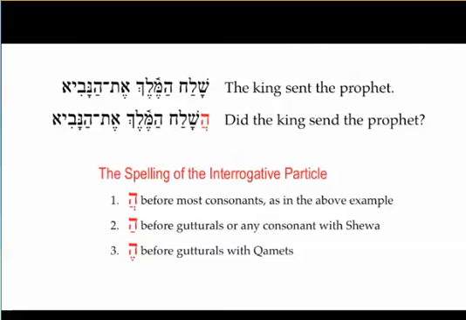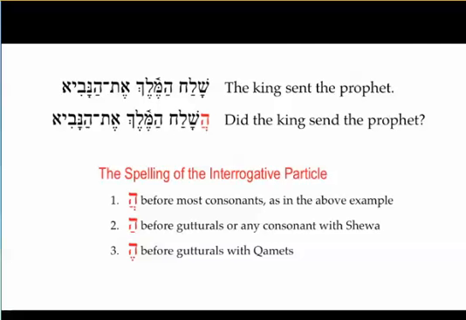In the second example, you will notice one addition to the sentence. At the very beginning, highlighted in red, is the interrogative particle, ha. It's prefixed to the first word in the clause. Now in this case, the first word is a verb, and we haven't had verbs, so don't worry. This particular verb means sent. And so who sent? The king sent.